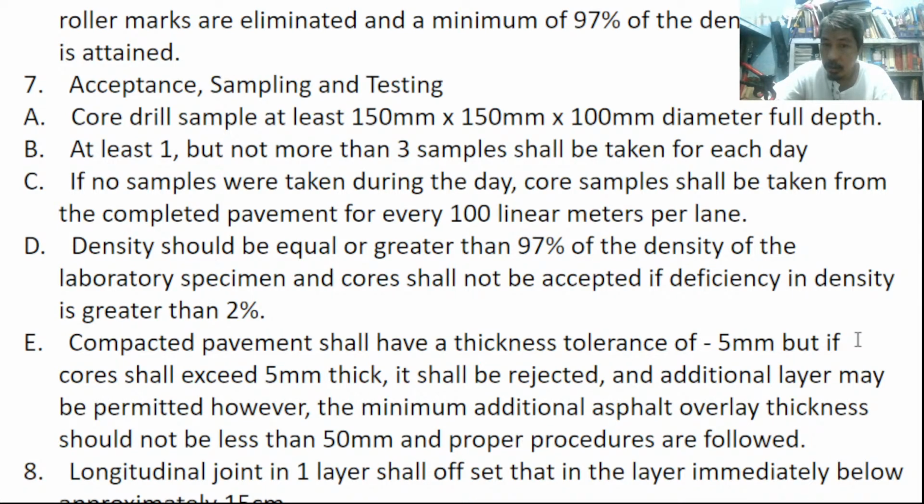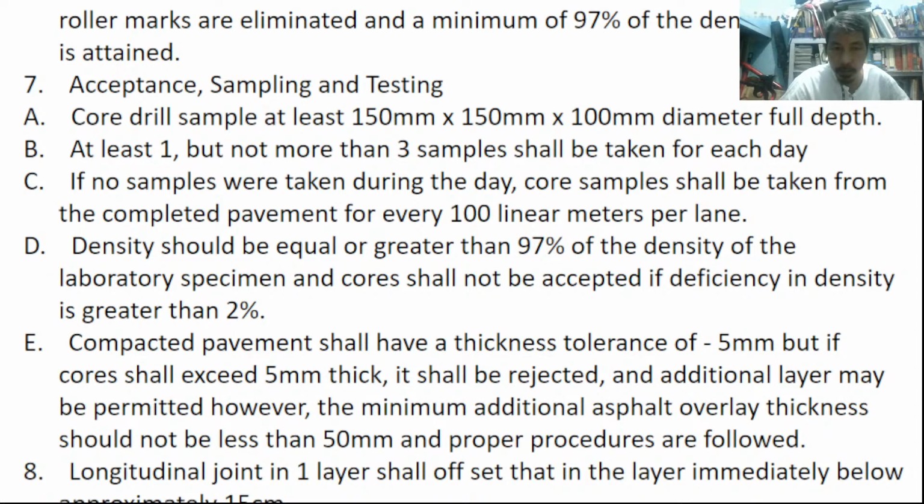Thickness tolerance. So we usually use 150, and last week we found out some of the provisions use 200 mm per layer, but if course shall exceed 5 mm thick, it shall be rejected. So we are talking here of samples rather than the actual layer. So anyway, the samples came out from the actual layer. So, as you can see, 150, one layer. So, the allowable tolerance is negative 5 mm. Okay? However, the minimum additional asphalt overlay thickness should not be less than 50 mm, and proper procedures are to be followed. Okay?